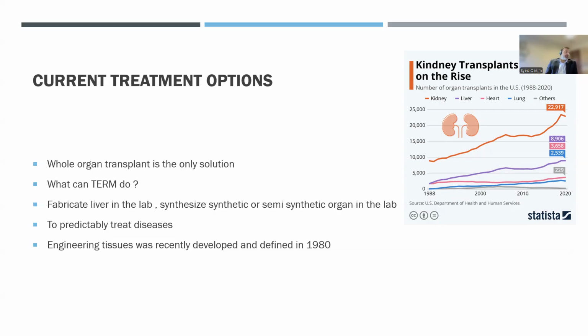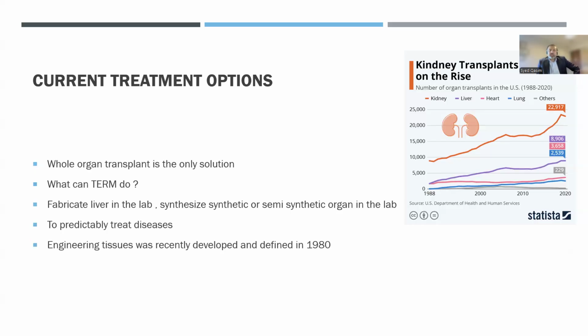So tissue engineering, what it aims to do is it can fabricate the liver in the lab using synthetic or natural polymer, extracting the stem cells of patients from embryonic or adult stem cells, and growing those stem cells and populating or seeding those stem cells onto that artificially grown liver, and then it can be implanted into the patient. And the aim is to predictably treat diseases. The aim is to have a predictable regeneration.